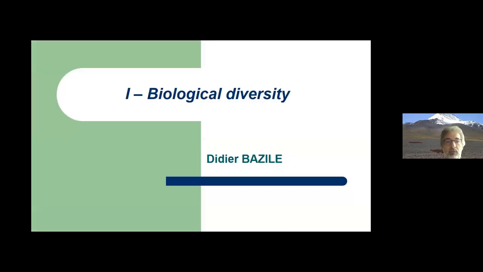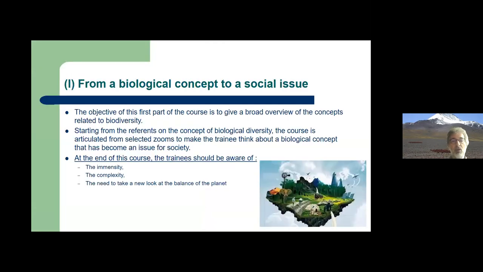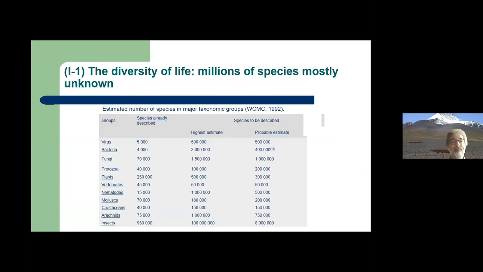So the first part of my lecture is about biological biodiversity. And the objective of this part is to describe the immensity, the complexity, and the need to take a new look at the balance of the planet. So what is biodiversity? It is the diversity of life around the world, and we can estimate that there are millions of species, mainly unknown.